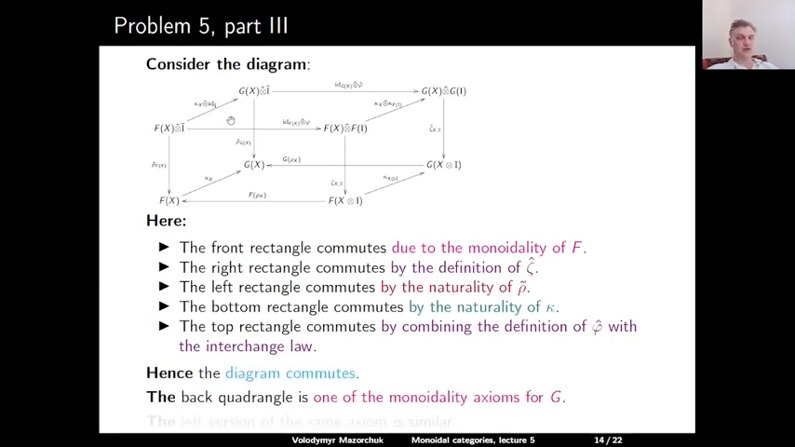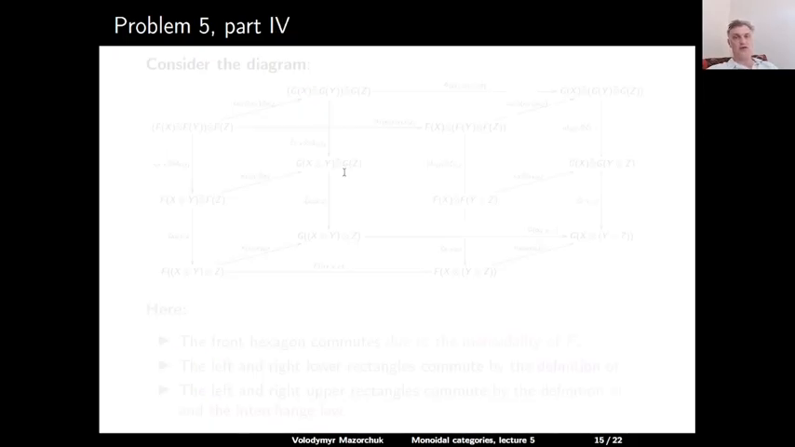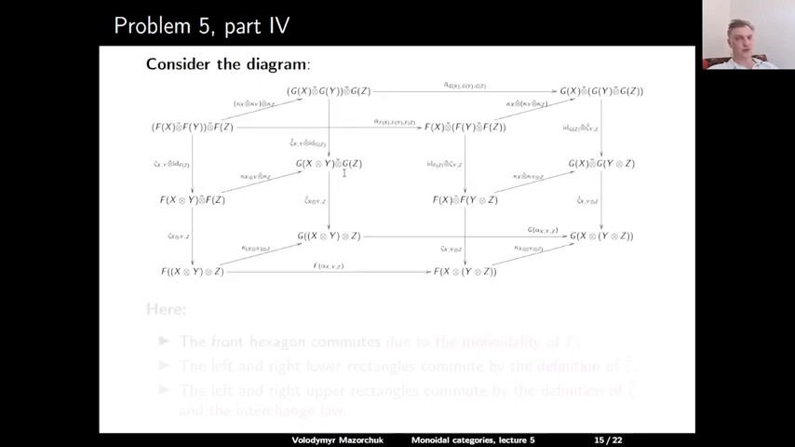And then the back quadrangle in this diagram is exactly the corresponding monoidality axiom for our functor G. So let's say the right monoidality axiom is now proved, and the left version of this axiom is completely similar. And now we need to check the hexagonal axiom. So we consider the following diagram.